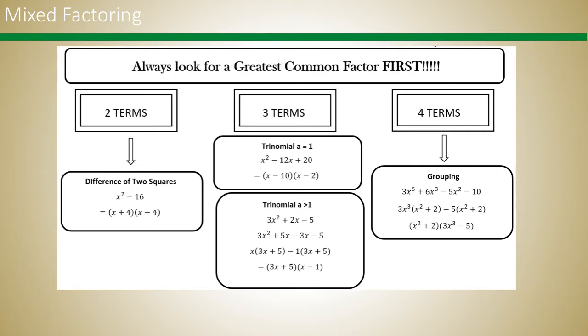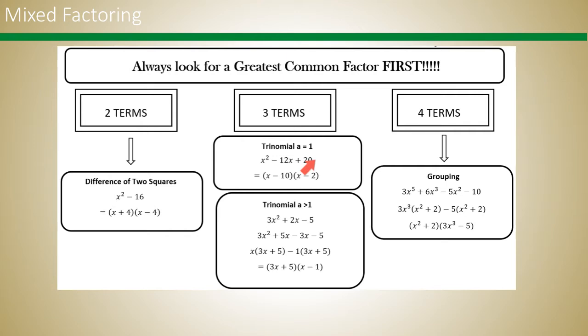After I pull that greatest common factor out, I may not be able to go any further, but if I have 2, 3, or 4 terms, I'm going to try to use one of these methods to factor more. If there are 2 terms, we're going to look to see if it is a difference of squares. If it is, it's going to break apart like we saw in the previous lesson. If it's not a difference of squares, we have to leave it alone because it cannot break apart any further.